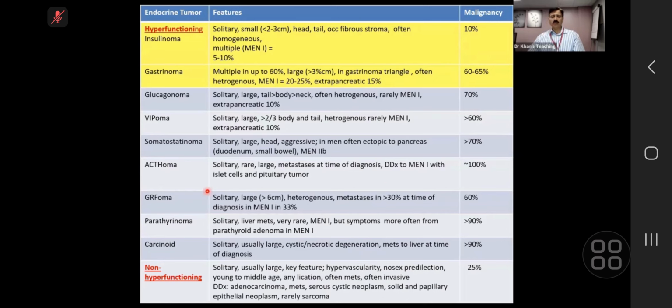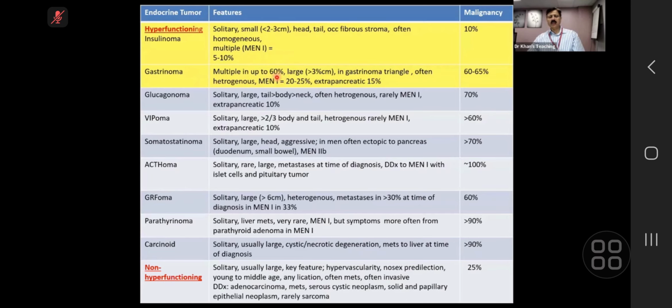And look at some of them. For example, ACTH-oma, 100%, more than 90. So carcinoid is one of them. And they can be non-hyperfunctioning also. There are a lot of viva questions. Many times they come in the exam. If you see what is written here, these are important points for you to remember. Insulinomas can be part of MEN1 syndrome. Gastrinomas are very important for the exam.